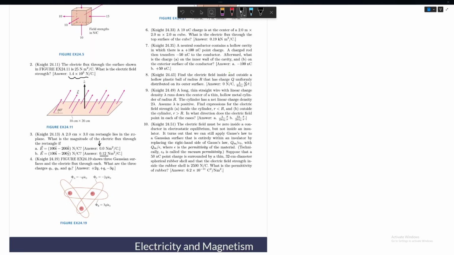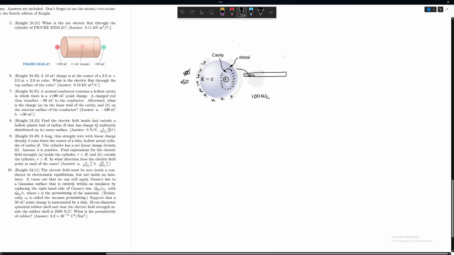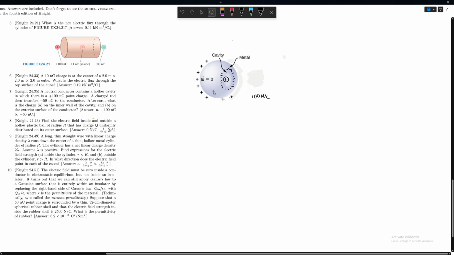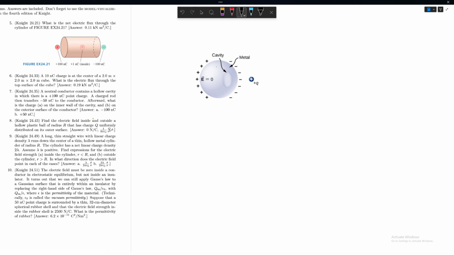All right, now for this type of problem, we have: find the electric field inside and outside a hollow plastic ball. So actually, same exact problem. Where's my picture? There's my picture. Let's delete all this weird stuff. Now, obviously, we're going to ignore all the positives and negatives here. We just want the ball. And it's saying find the electric field inside and outside a hollow plastic ball.